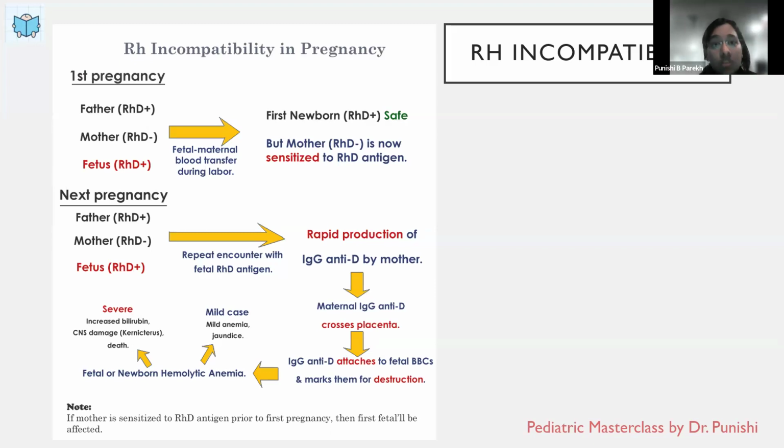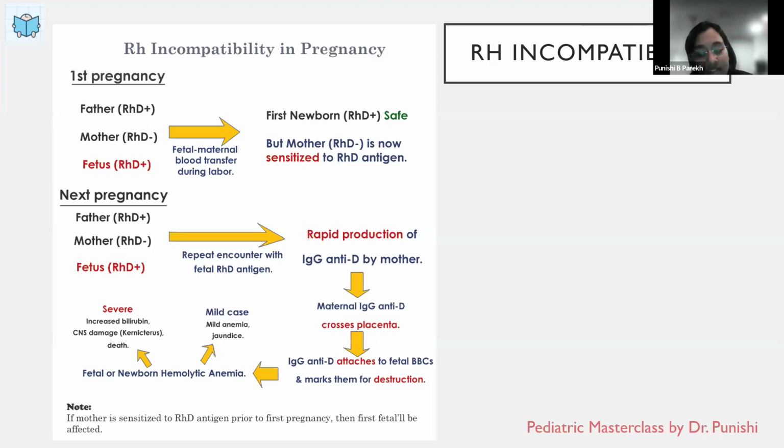So remember, Rh incompatibility only happens when the mother is Rh negative and the baby is Rh positive. Let's say both mother and child are Rh negative, then you're not worried about Rh incompatibility. And the second important point is Rh incompatibility doesn't affect the first child, it affects the second and the subsequent pregnancies.